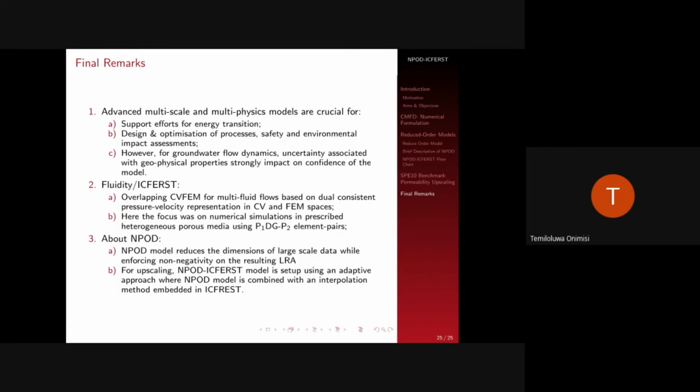Now, about the NPOD model. The NPOD model reduces the dimension of large-scale data while enforcing non-negativity on the resulting low-rank approximations that are being reconstructed. And for upscaling, we've shown that the NPOD IC4 model, which was set up by just combining the NPOD model with an interpolation model embedded in the SFS IC4, performed quite interestingly well. And we are still working on more, just trying to adapt it to high dimensional data sets for now. I think that's all.